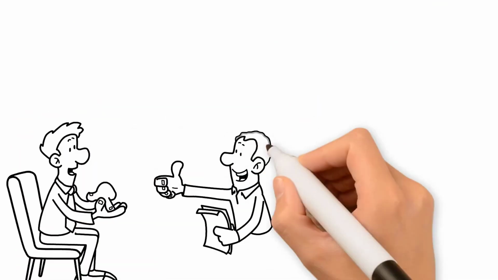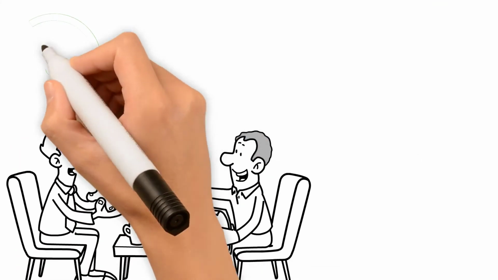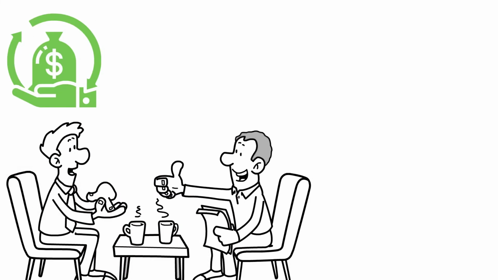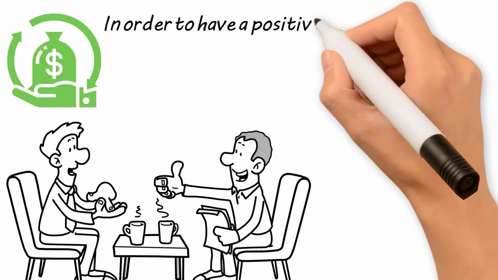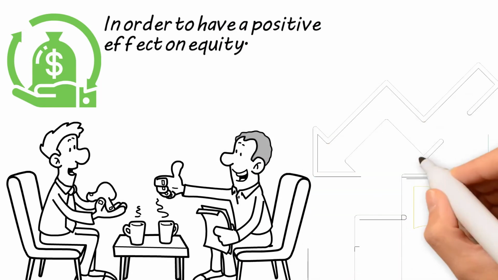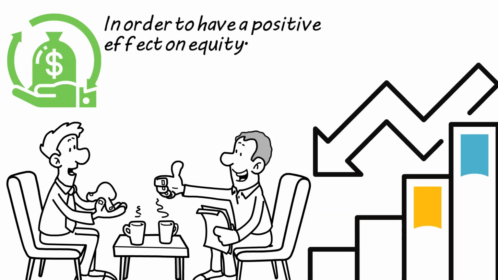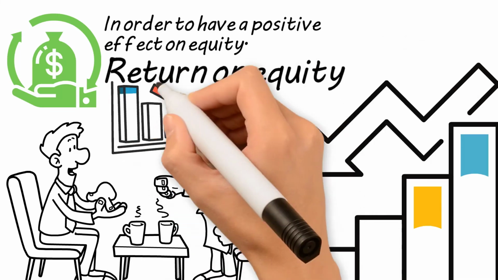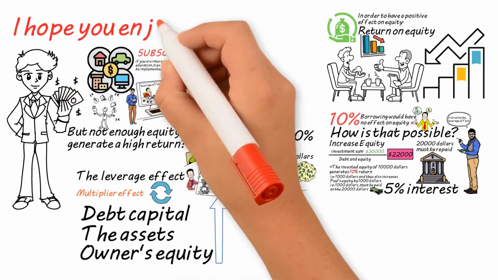It can be concluded from this that the return on the investment must always be higher than the interest rate on the loan in order to have a positive effect on equity. If the return on the investment were even lower than the interest cost of the loan, the return on equity would actually be reduced.